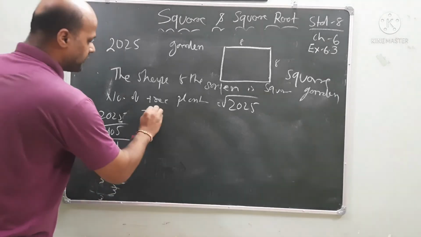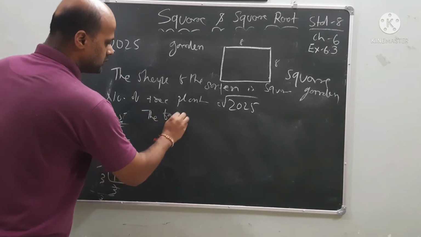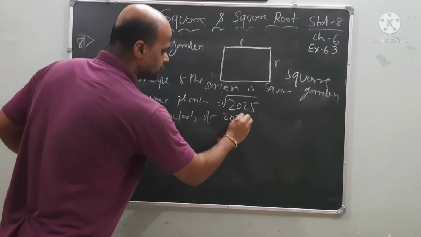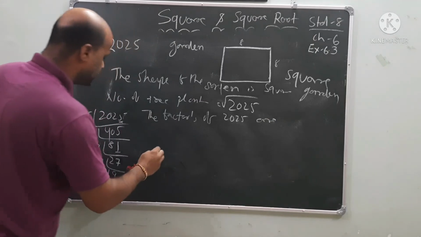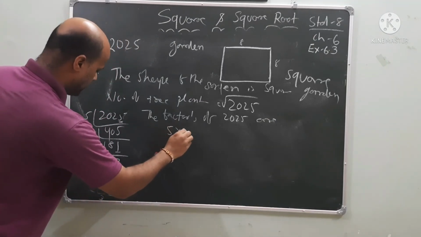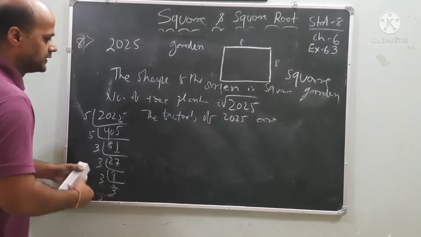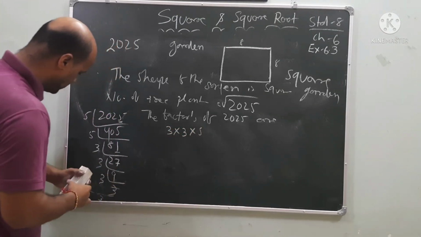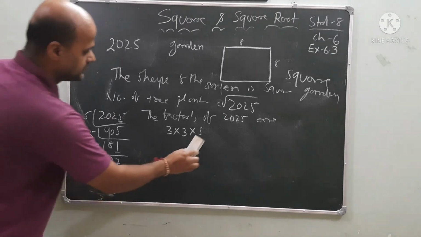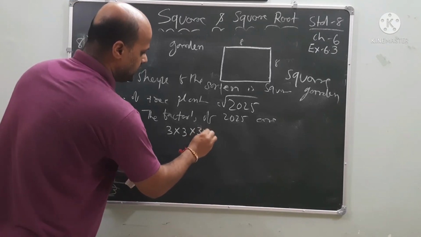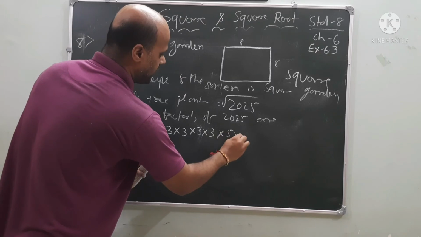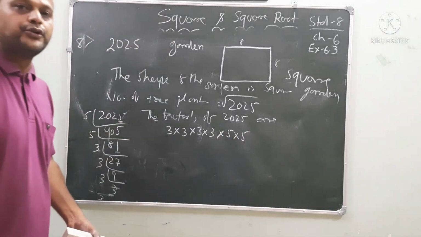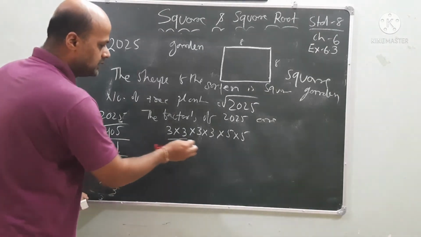So write the factors of 2025 are 5 into 5, or in ascending order, my dear friends, 3 into 3 into 3 into 3 into 5 into 5. Sorry, how many 3s? 1, 2, 3, 4. To make it a perfect square, what you have to do? You have to pair the numbers.